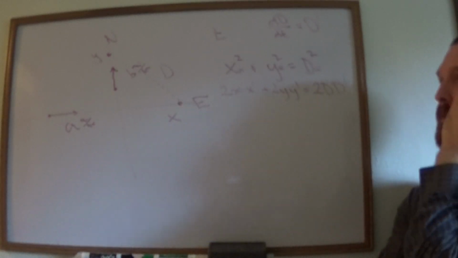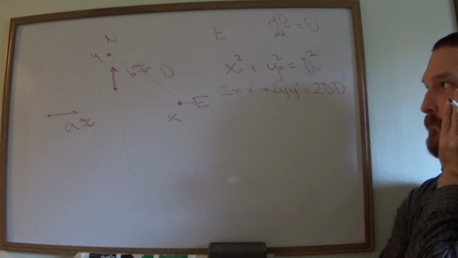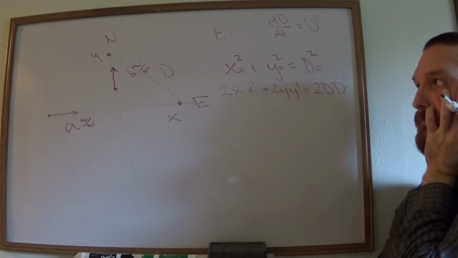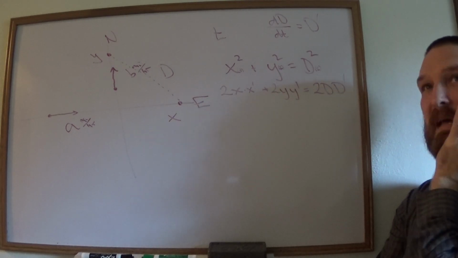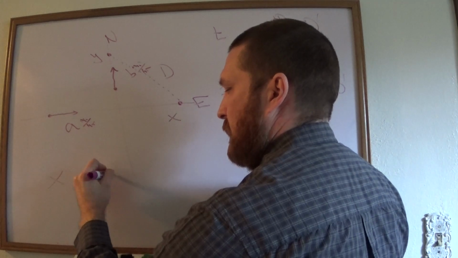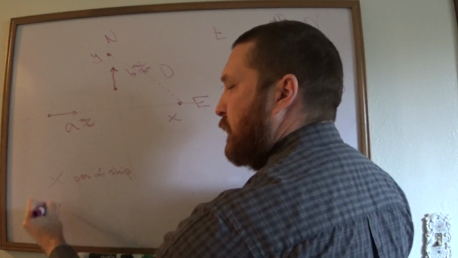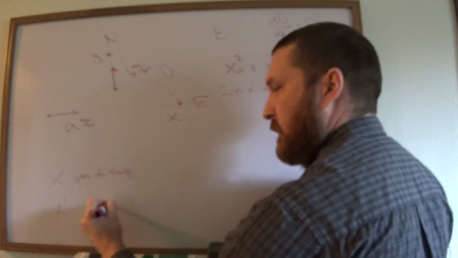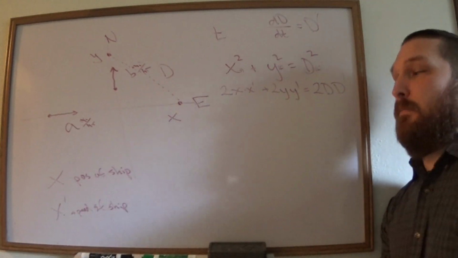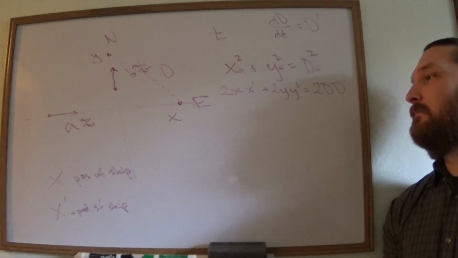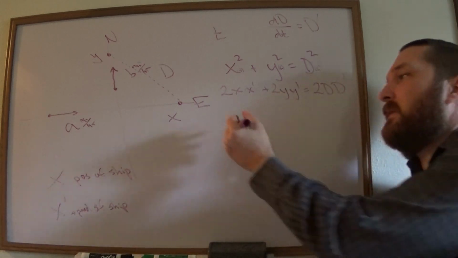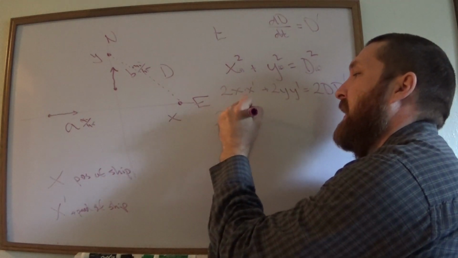What's x prime in this case? Wait, it would just be 0? Yeah, so x is the position of the ship, and so then x prime would be the what of the ship? The speed. Yeah, right, the speed of the ship. So what's x prime? a. Whatever a happens to be. If it's like 27 miles per hour, then you could replace this guy with a 27. But it happens to be a.